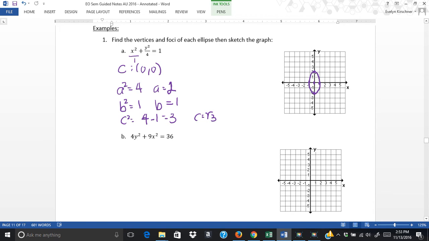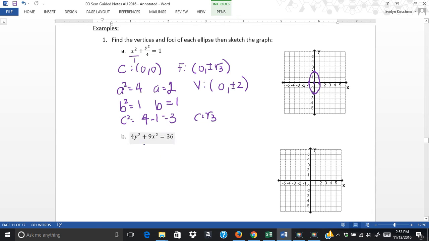Now, to find my foci, I know it's going in the y direction, and it's radical 3 from the center, which means that my foci are at x is 0 and y is plus or minus radical 3. My vertices, because I want to write what they are, are at x is 0, y is plus or minus 2.